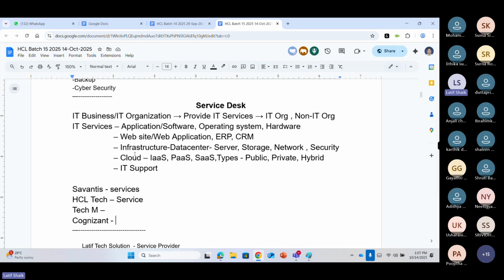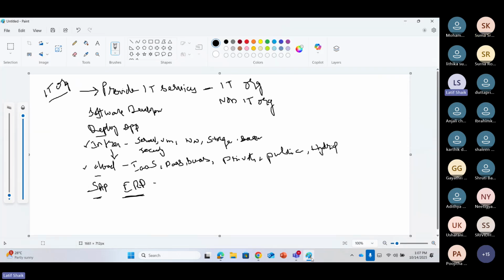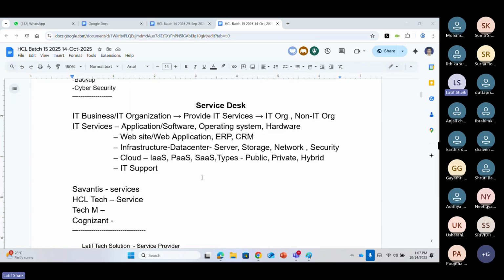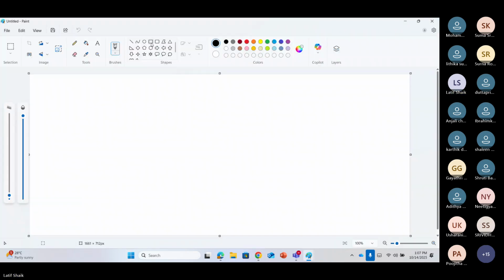So we don't need to deploy anything here. It is maintained by Microsoft. We are just administrating it and the client is accessing it. Okay. So this is a simple example I am trying to give.